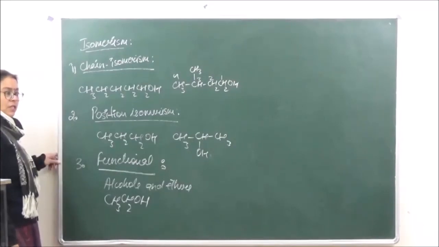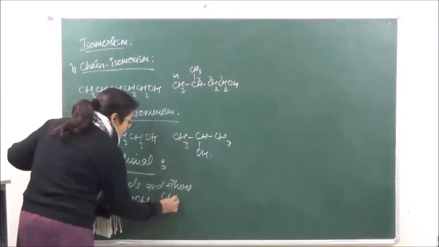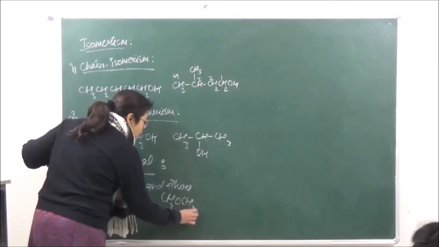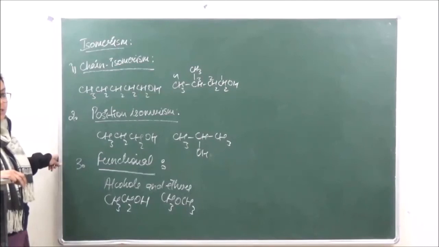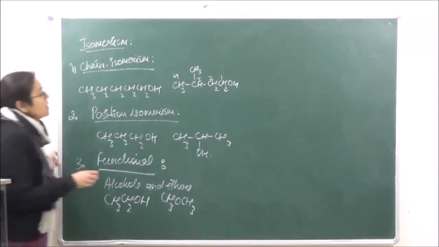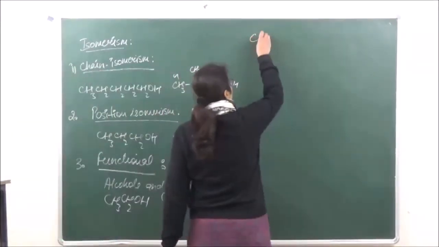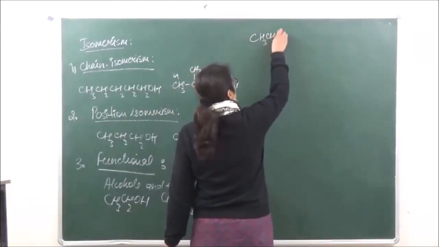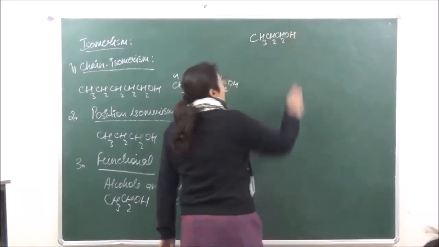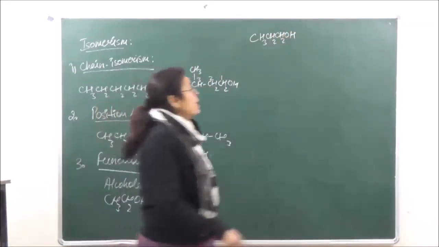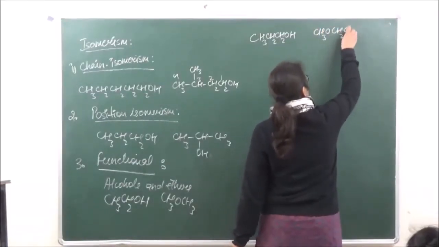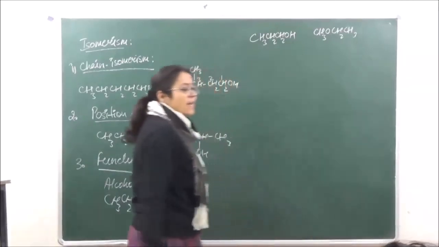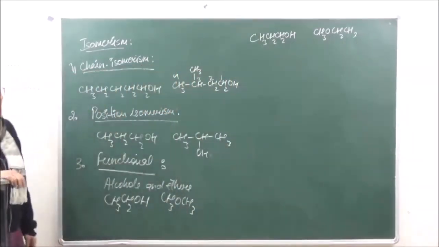An example which we can take over here is CH3, CH2OH, this is ethyl alcohol, and the functional isomer of this is dimethyl ether, CH3OCH3. So both of them are functional isomers of each other. If you need to take another example, we have CH3, CH2, CH2OH. This is propyl alcohol or propanol, and the functional isomer of this is going to be CH3OCH2CH3, ethyl methyl ether.